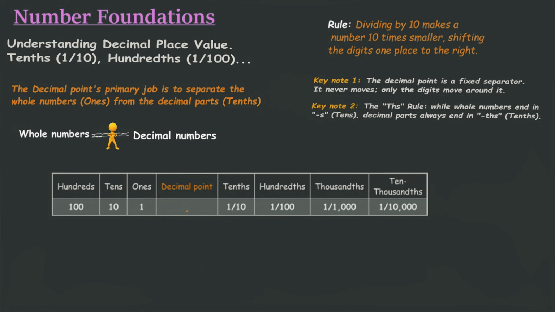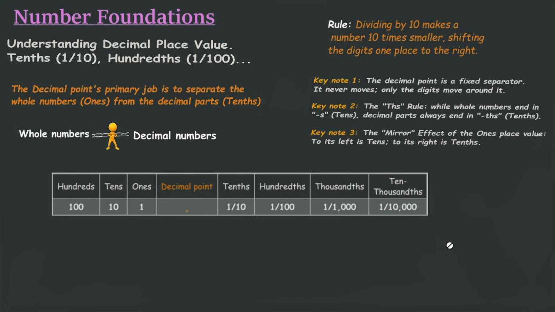Now notice something powerful. Whole numbers usually end in S: tens, hundreds, thousands. Decimal places end in THS: tenths, hundredths, thousandths. That THS is your signal that you're dealing with a fraction of a whole.